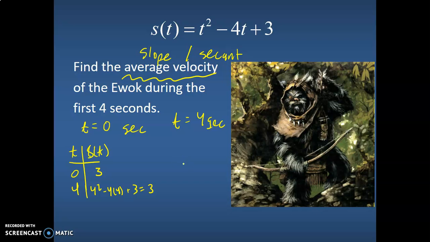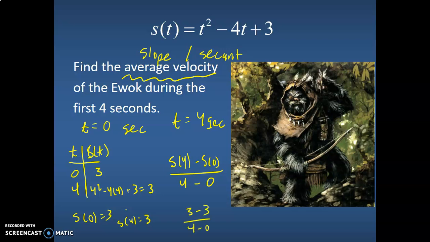So for average velocity, I need to show a slope calculation: S of 4 minus S of 0 over 4 minus 0. Make sure you show 4 minus 0. Even though you can do that in your head and the answer is 4, you need to show that. Now when I plug these numbers in, S of 0 was 3, S of 4 is also 3, so 3 minus 3 over 4 minus 0 would be 0 over 4, which is 0 feet per second. So the average velocity would have been 0 feet per second.